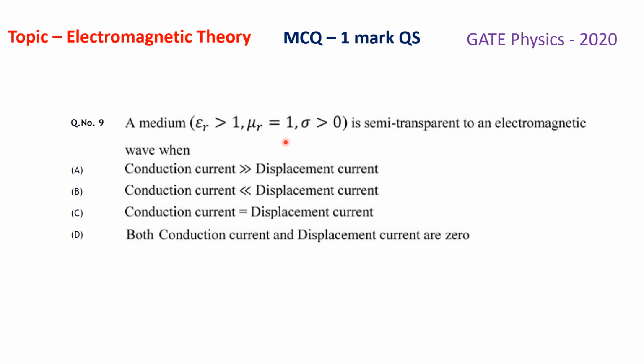equals 1 and conductivity sigma greater than 0 is semi-transparent to an electromagnetic wave when: option A, conduction current is very much greater than displacement current; option B, conduction current is very much less than displacement current; option C, conduction current equals displacement current; and the last option, option D, both conduction current and displacement current are 0. So let us see how to solve this problem.